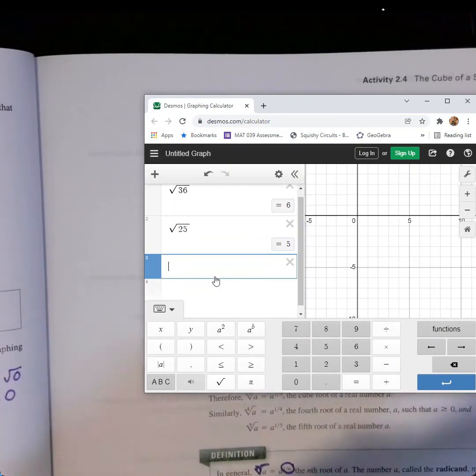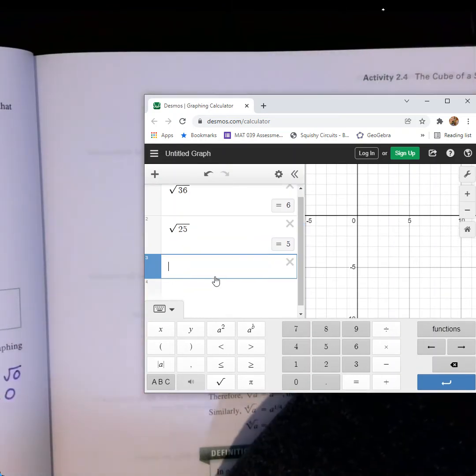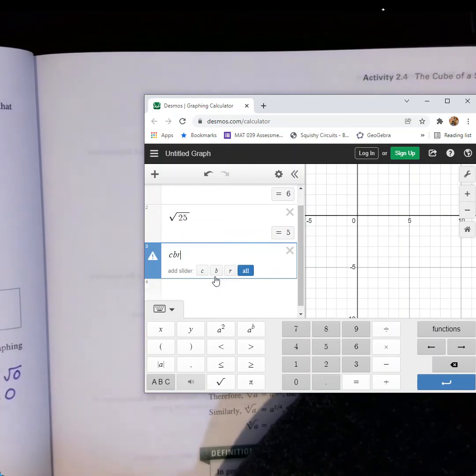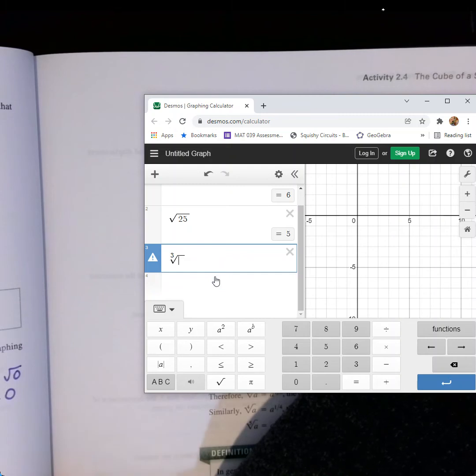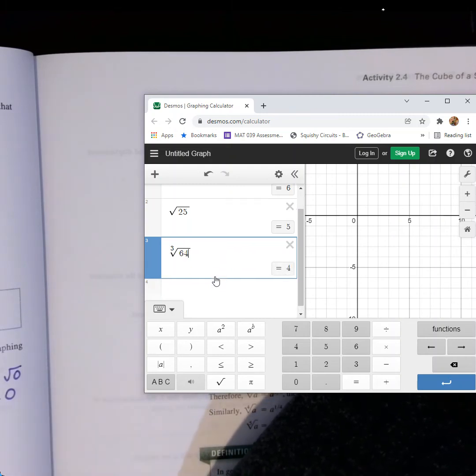So if I wanted to do the cube root, I could type cube root. Think about taking out all the vowels and just abbreviating it. Cube root, CBRT. Cube root popped up for me there. CBRT of 64, and that gives me 4. Now, this symbol right here is only for square roots. There's no way to put an index into it.